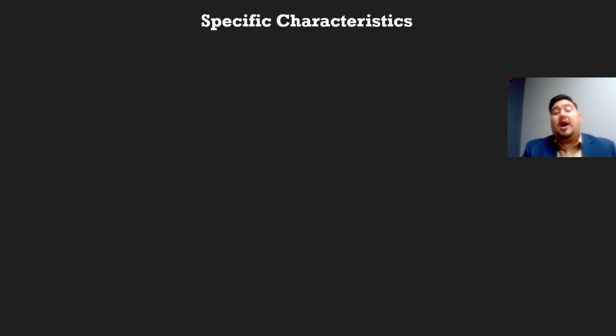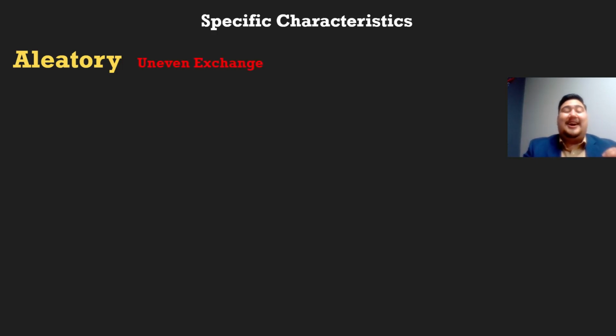These are the most common contracts that you'll see on your exam. And I'm really going to break these down, folks. So hopefully this helps out. Aleatory. So, what's an aleatory contract? An aleatory contract is an uneven exchange. Remember that phrase. It's an uneven exchange.